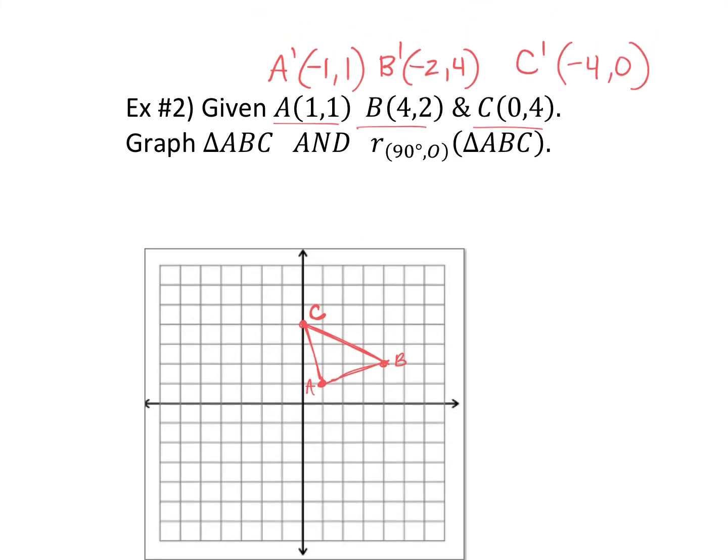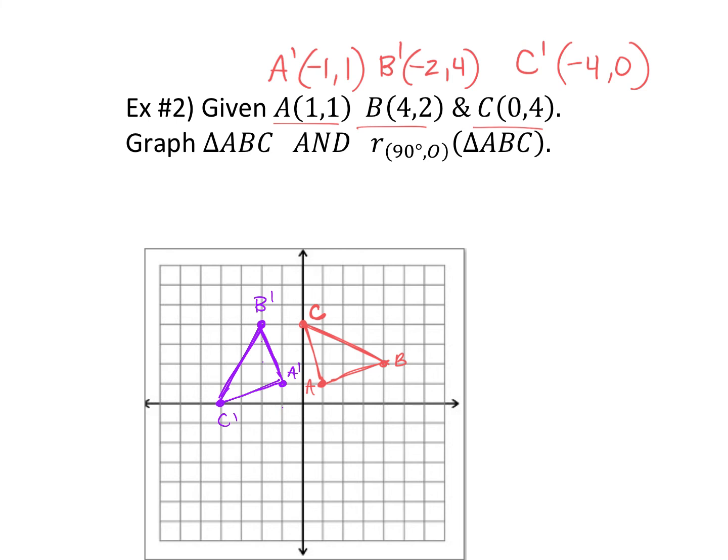Plot them. -1, 1 is a prime. -2, 1, 2, 3, 4 is b prime. And -4, 1, 2, 3, 4, 0 is c prime. If you rotated your paper or iPad before, that's what you should have been seeing, right? So that's a rotation of 90 degrees.